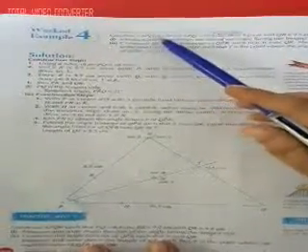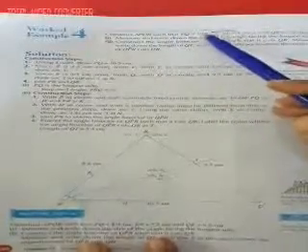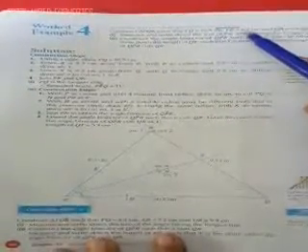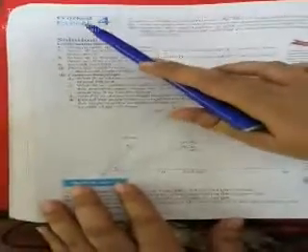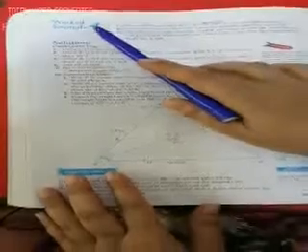Construct triangle PQR such that PQ is equal to this, PR is equal to this and QR is equal to this. So the construction steps remain the same. Construction steps remain the same in all the questions which are done like work example 4.